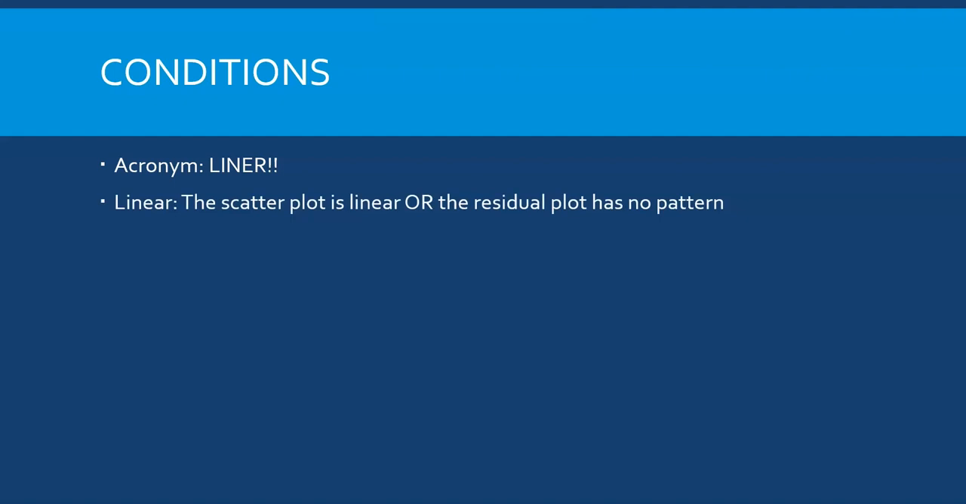With that, our first condition is linear. We want to ensure that the scatter plot of our sample is linear, or if they don't give us the scatter plot, a lot of times they'll give us the residual plot instead. We want to ensure the residual plot has no pattern, because, thinking all the way back to our unit 2 notes, if the residual plot has no pattern, that indicates that my scatter plot is linear. So we want one of those two, either or meets this condition. The I stands for independent, so that's my 10% condition, same as normal: sample size less than 10% of my population.